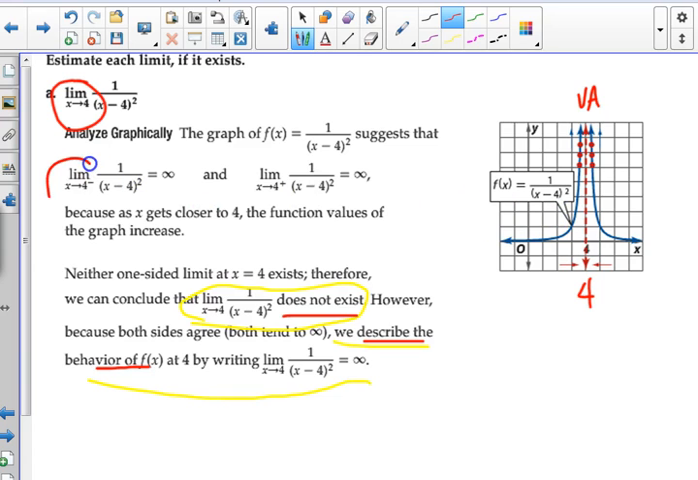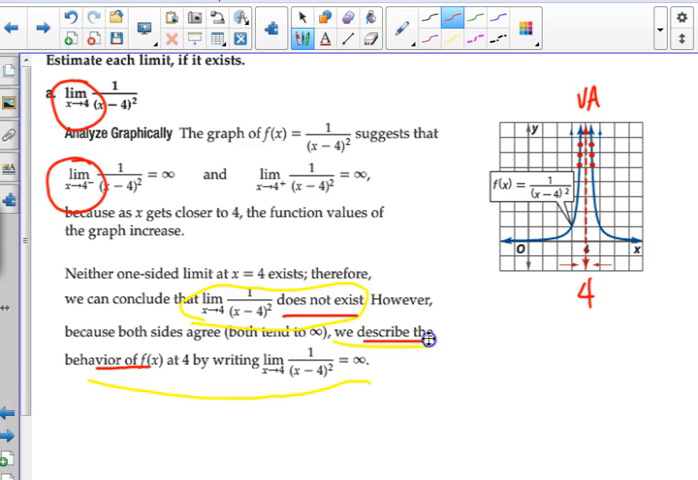What's happening to the left of that vertical asymptote? It's approaching infinity, right? It's going up, up, up, up, up. If we go from the right, what's it doing? It's approaching infinity. All right. Neither one-sided limit actually exists because infinity is not a real number. We can't ever answer the limit is infinity. Okay? So we have to say it does not exist.